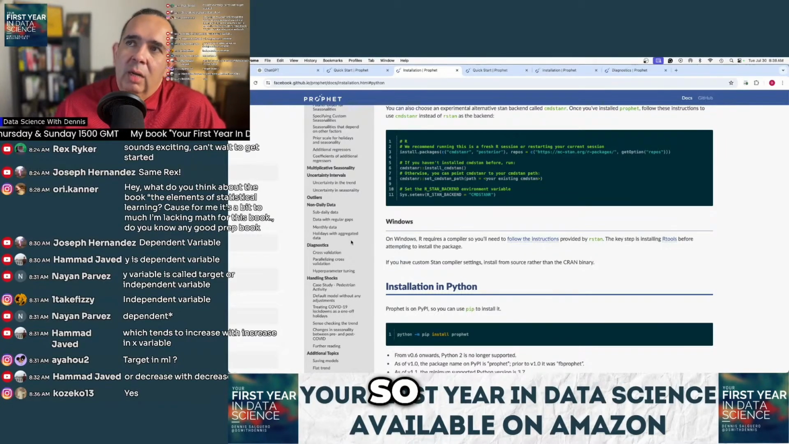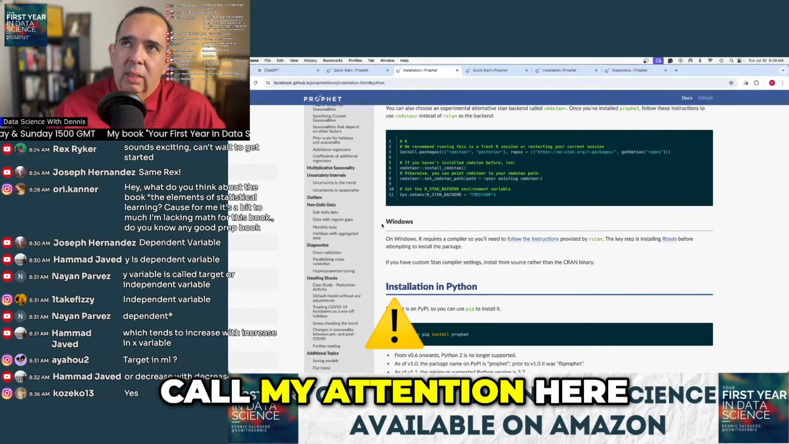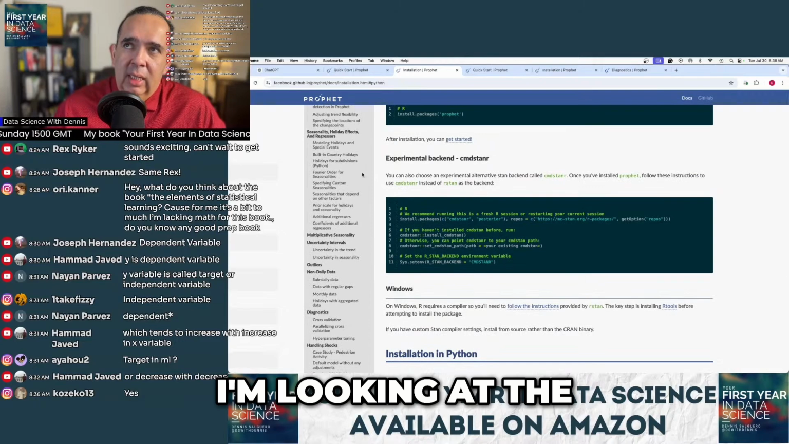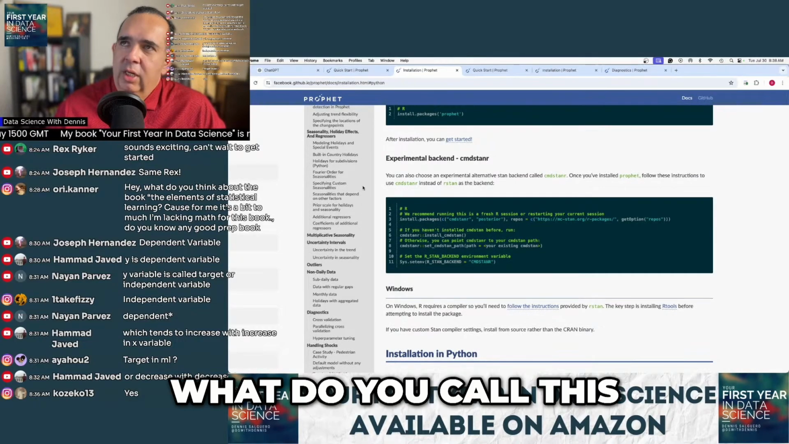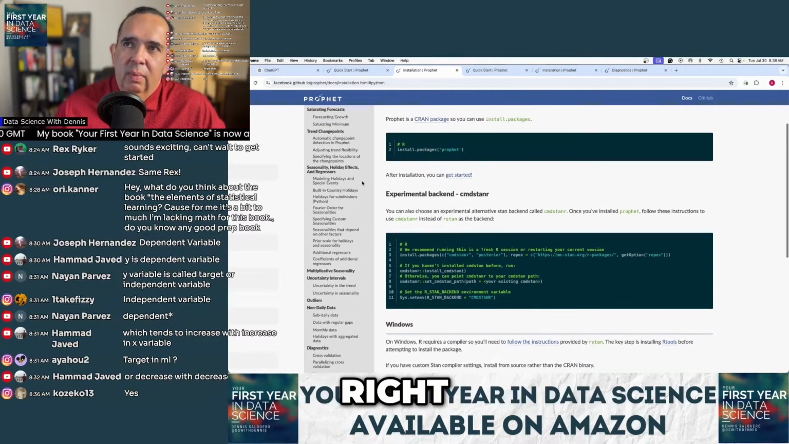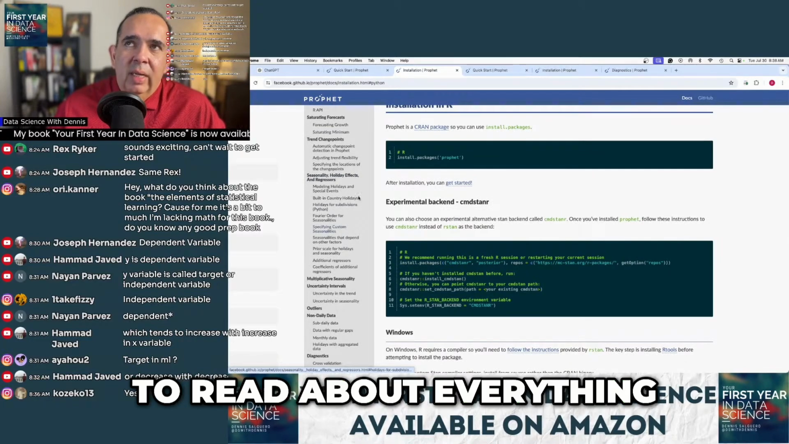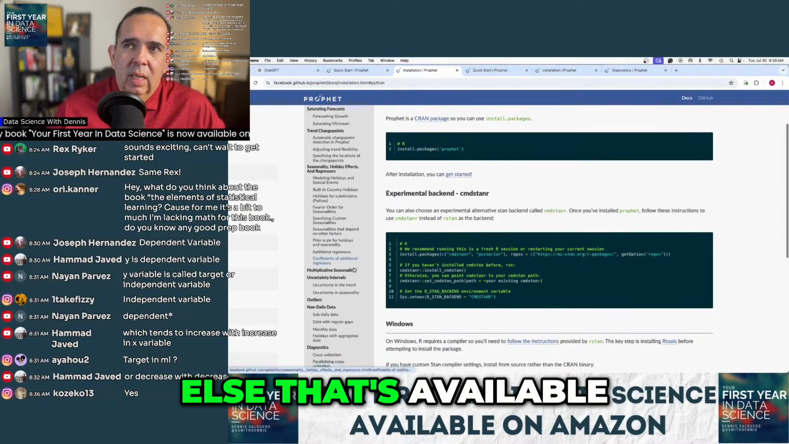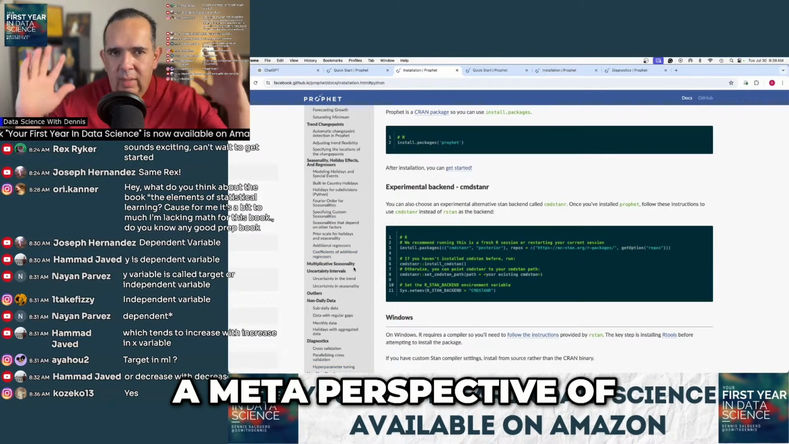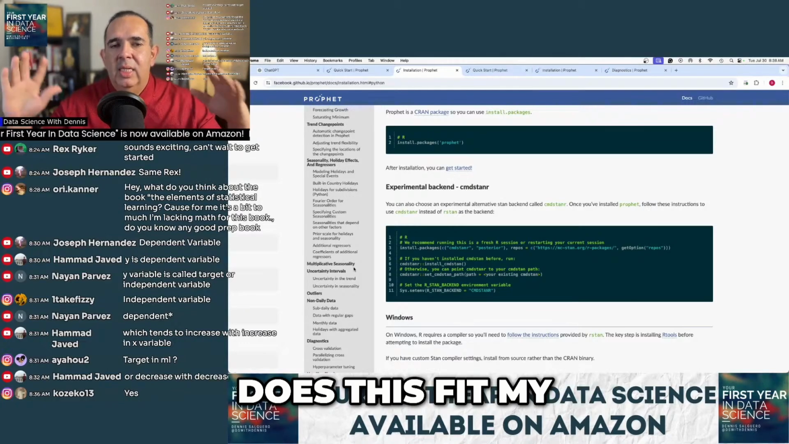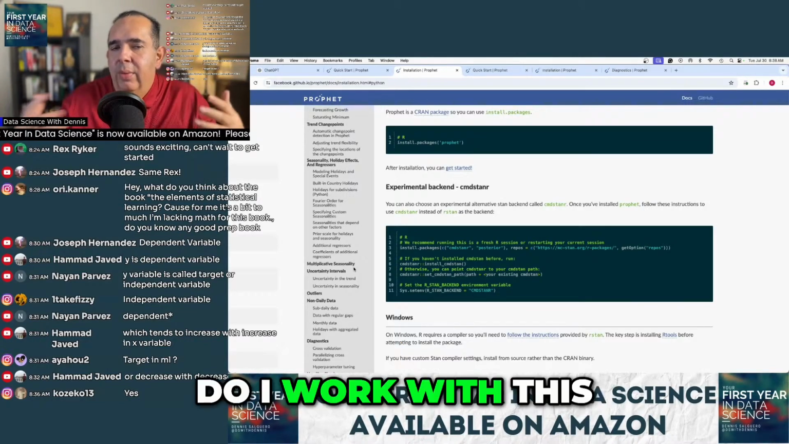So a couple of things call my attention here. I'm looking at the table of contents or whatever, right? Because I definitely want to read about everything else that's available. But again, I'm still thinking from a meta perspective of, does this fit my data science process? How do I work with this?